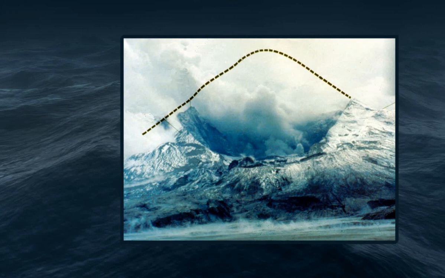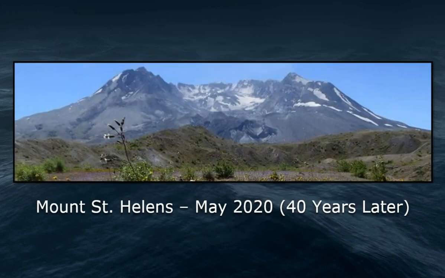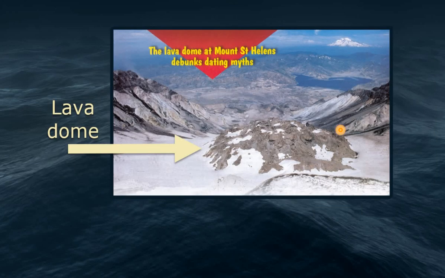So after the eruption, a third of the mountain disappeared, but a lava dome started forming soon after, and it continues to grow to this day, even at a faster rate than the first 6 years. In fact, there's a picture 40 years later on May 2020, and I want to highlight, notice a new lava dome is building. I'll show you why that's important.